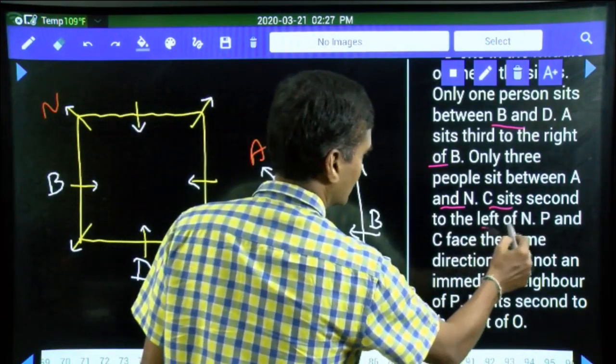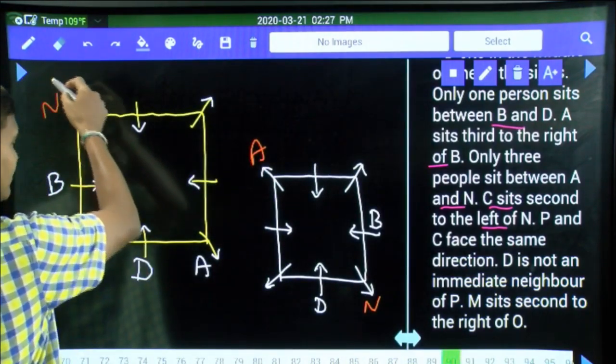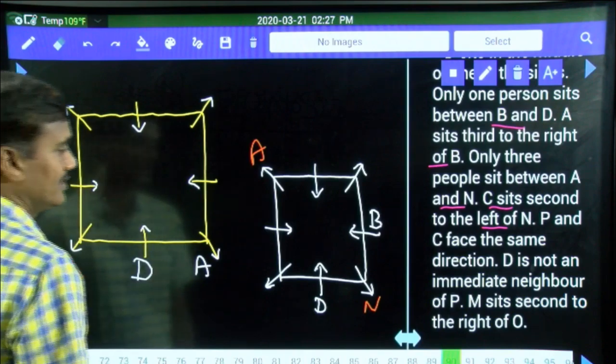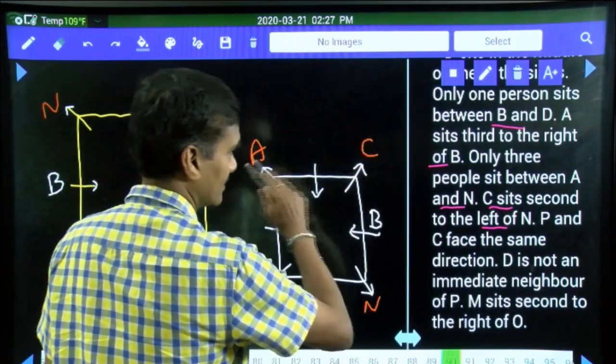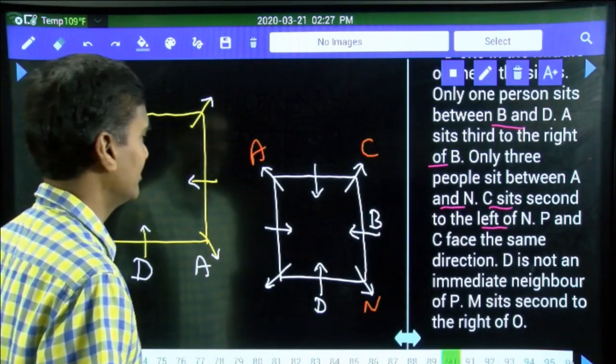And C sits second to the left of N. C, N away from the center. 1 2, C is here. C sits second to the left of N. P and C face the same direction.